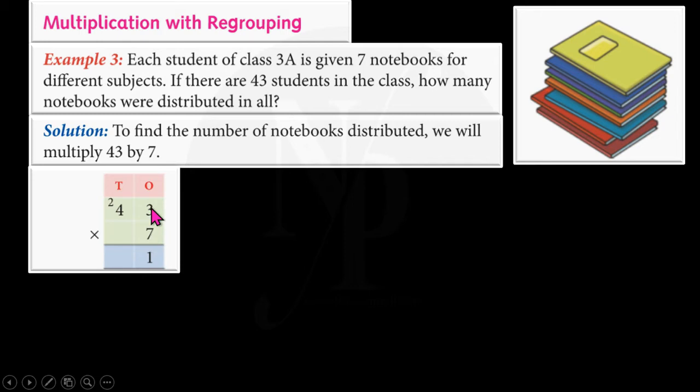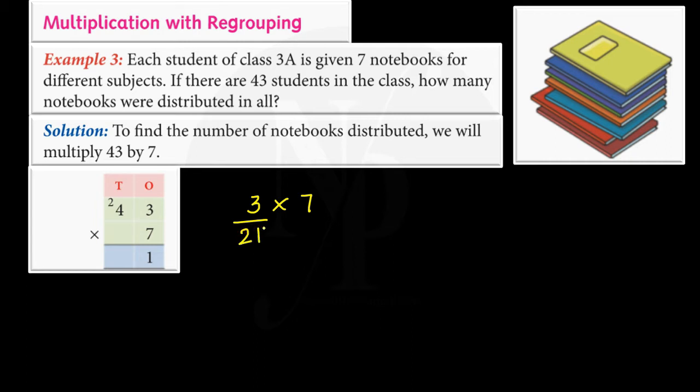7 3s are 21. So 21 is regrouped. So let me write here. First we will multiply 3 by 7. The digit 3 is in ones place, so we multiply 3 by 7. What do we get? 7 threes are 21. So therefore we'll get 21.